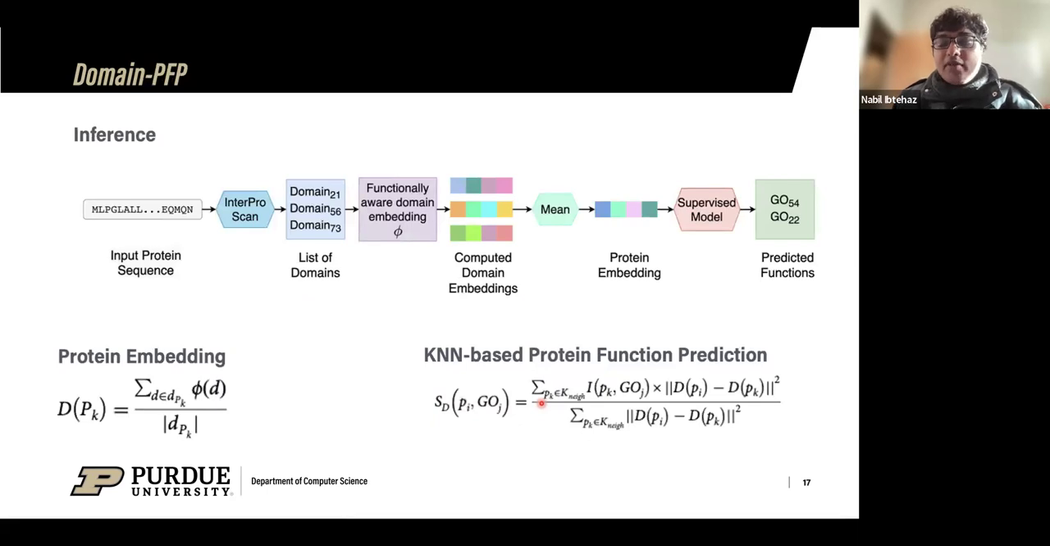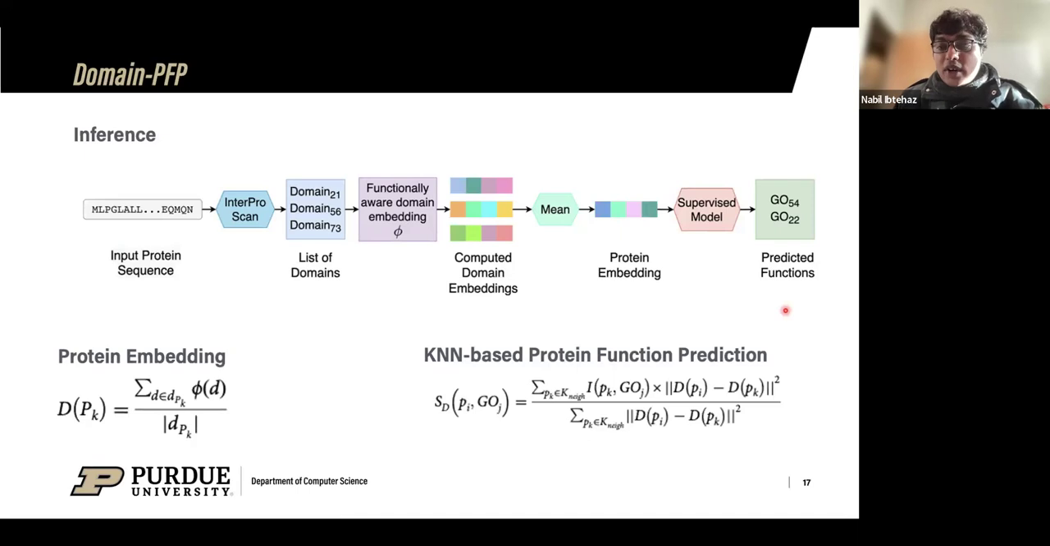And once we have the functionally informed domain embedding, during inference, we can just take a protein sequence as input. From InterProScan, we can get the list of domains. And from our functionally aware domain embedding, we can compute the domain embeddings, by averaging which we can obtain the protein embedding. So in our formulation, we represent a protein as the arithmetic average of all the domain embeddings. And from that protein embedding, we can train a supervised model to perform the function prediction task.